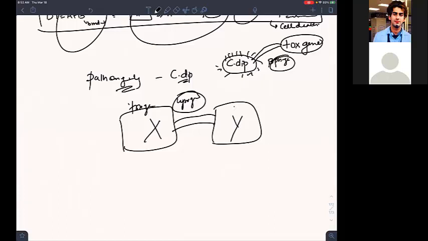Because we said transduction happens with how? Transduction actually happens with the bacteriophage. Transduction, isn't it? Bacteriophage mediated. So this is how things are going on.